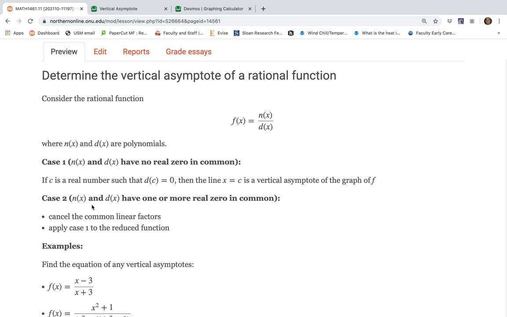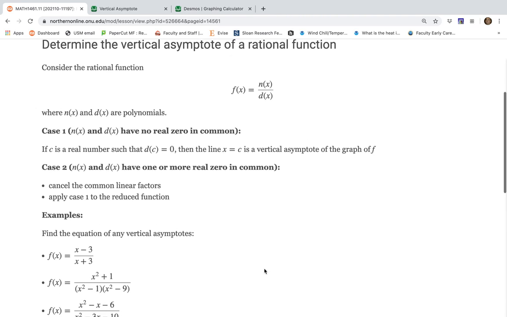Let's say the numerator and denominator have some common real zeros. That means wherever the denominator is 0, the numerator is also 0 at exactly that location. Then try to cancel out the common linear factors. That's why you are getting those real zeros. When you cancel out the common linear factor, you go to case 1, because after you cancel out the common linear factors, there will be no real zero in common, and then you can immediately apply case 1.